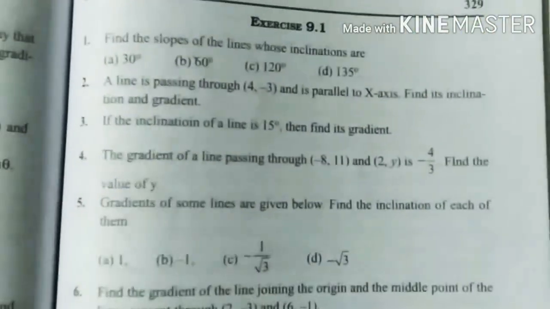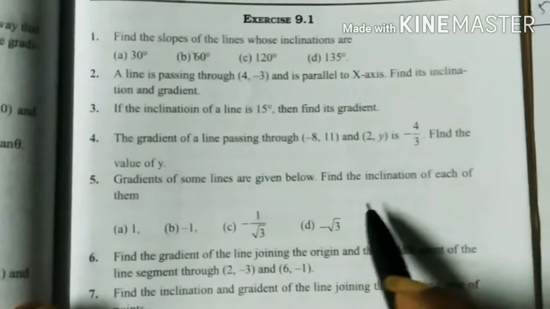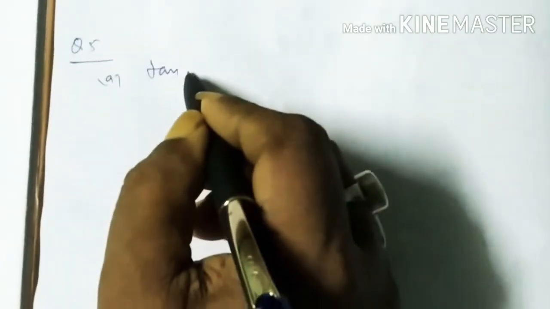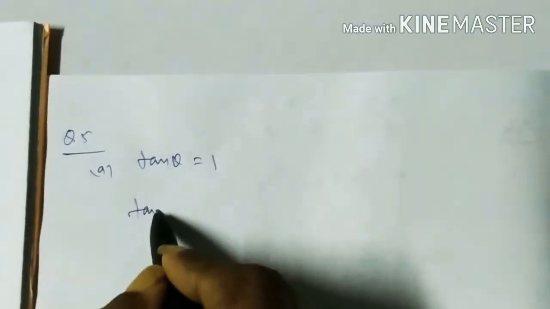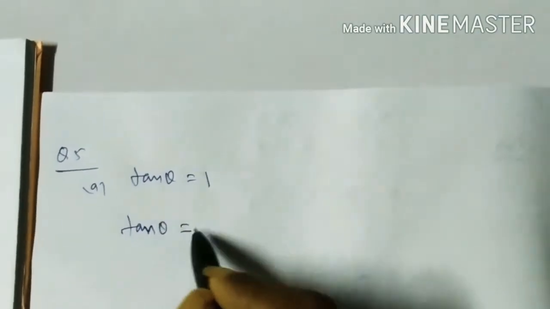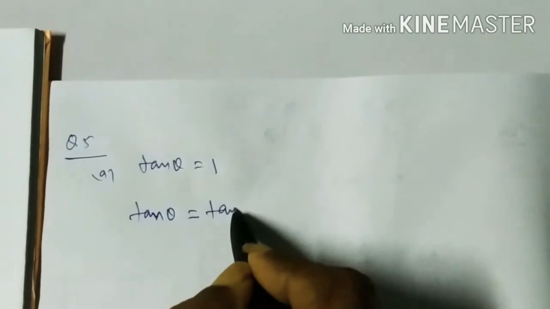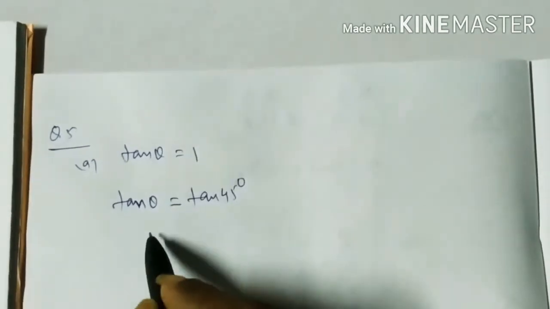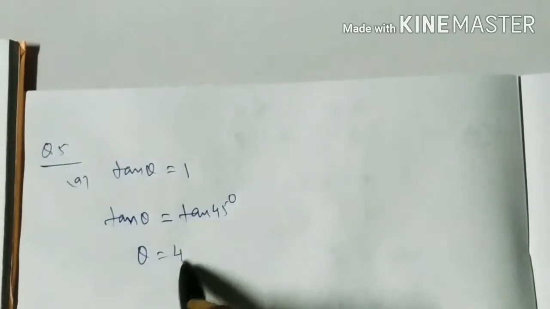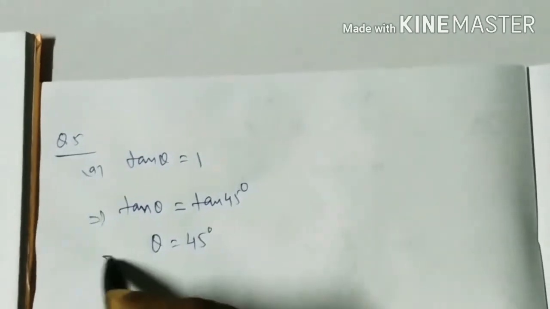The gradient of some lines are given below. Find the inclination of each of them. So the gradient means tan theta. Question 5a. Tan theta is given to you as 1. So tan theta, the value of 1 is when it is tan 45 degrees. Tan 45 degrees is 1. So theta is equal to 45 degrees. This is your answer.